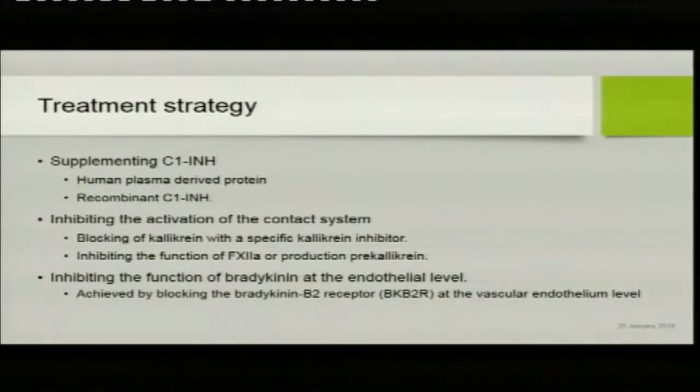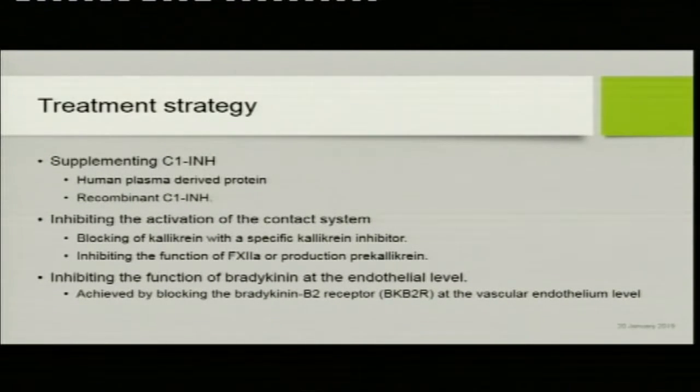So the treatment strategy, that's the key, or the meat. We either replace the C1 esterase inhibitor, and there are two forms in which we can replace it. It's basically plasma-derived purified C1 esterase or recombinant C1 esterase inhibitor. And the other one is basically by inhibiting the activation of the contact system, the one I showed to you before. And there are many targets in that pathway. And the last thing is basically by blocking the receptor that bradykinin works on.